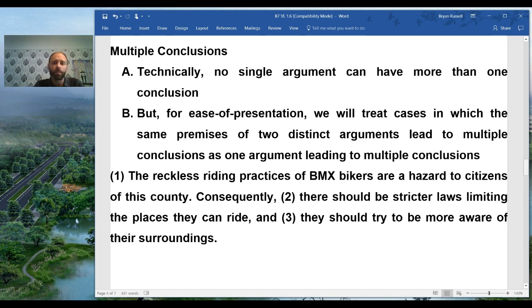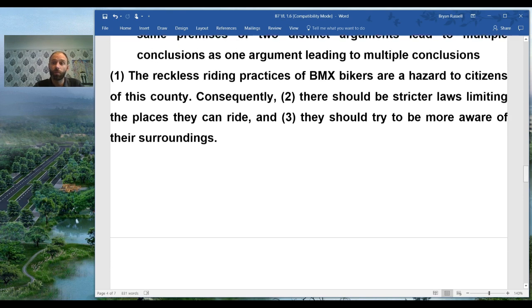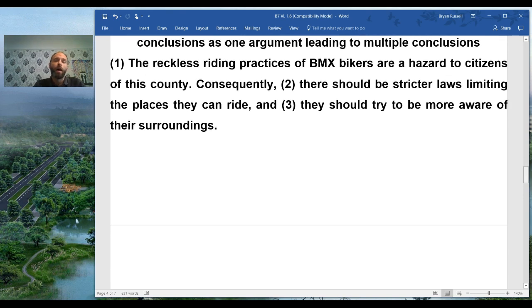The reckless riding practices of BMX bikers are a hazard to citizens of this county. Consequently, there should be stricter laws limiting the places they can ride, and they should try to be more aware of their surroundings. So again, the first thing we want to do is identify the conclusion. We see a conclusion indicator word here, consequently. And it looks like the conclusion has two parts, right? There should be stricter laws limiting the places that BMX bikers can ride, and they should try to be more aware of their surroundings. And both of those conclusions are arrived at from one premise.